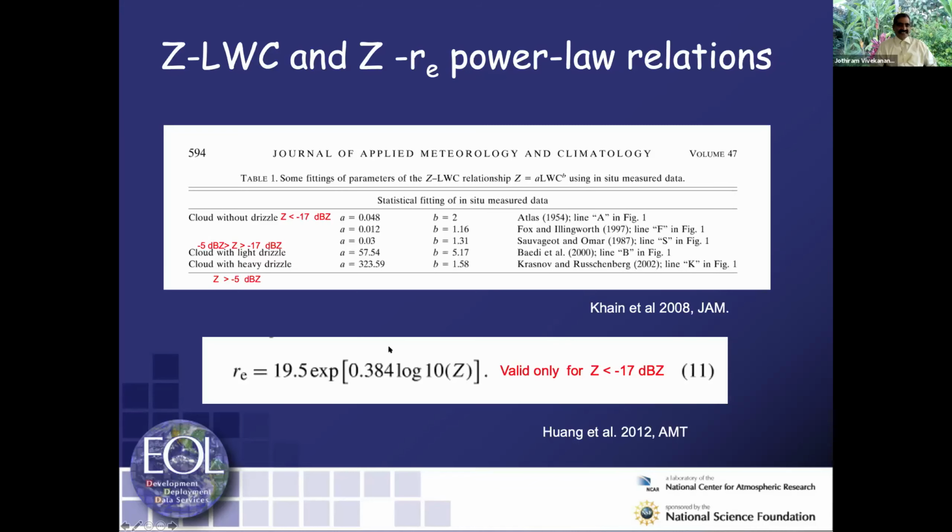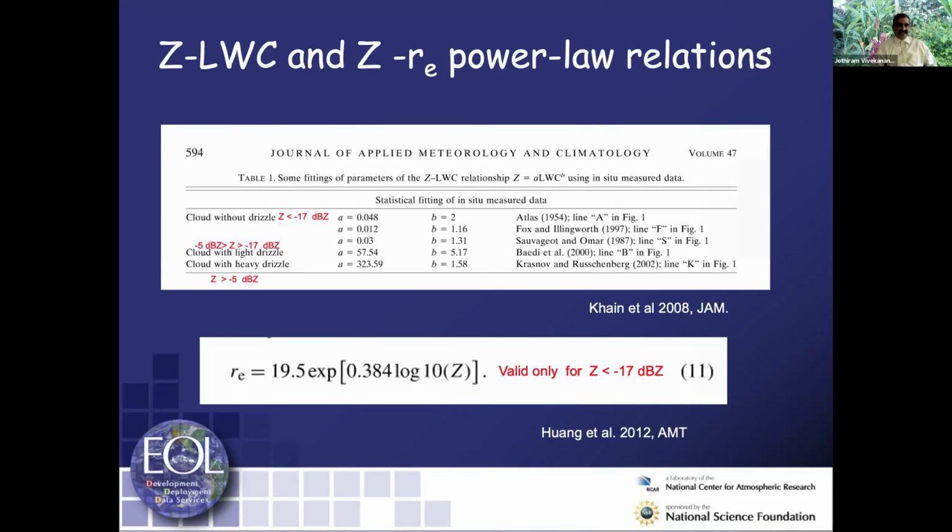Then, to estimate the droplet size, in this case the effective radius, the function of dBZ is valid only when dBZ is less than -17 dBZ. That's only for cloud droplets. There are very many limitations with all these equations that we find in the literature.